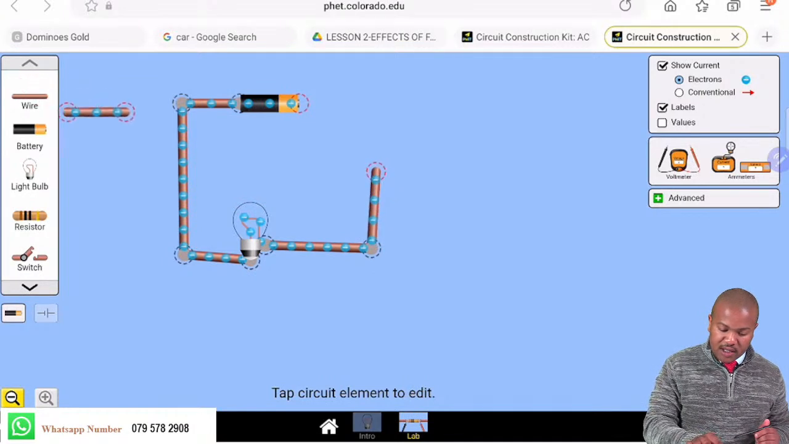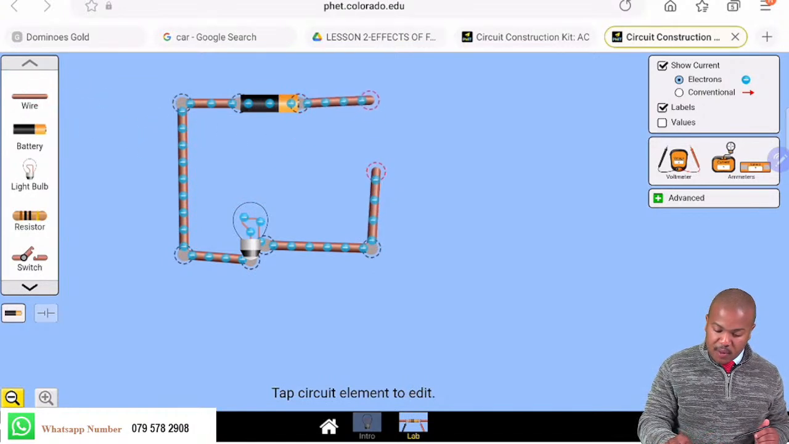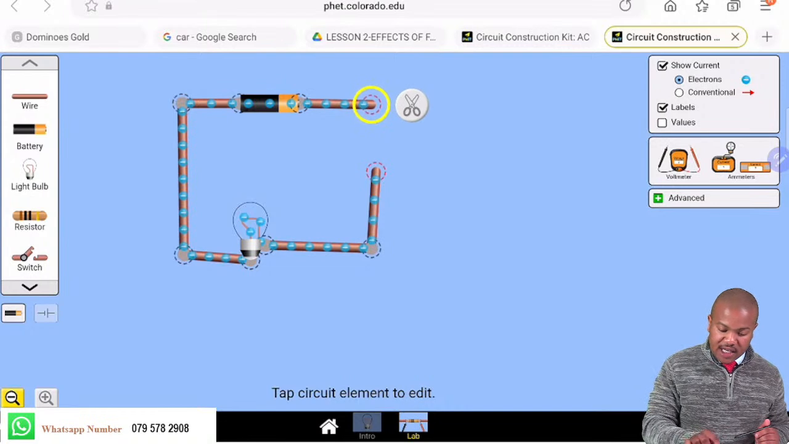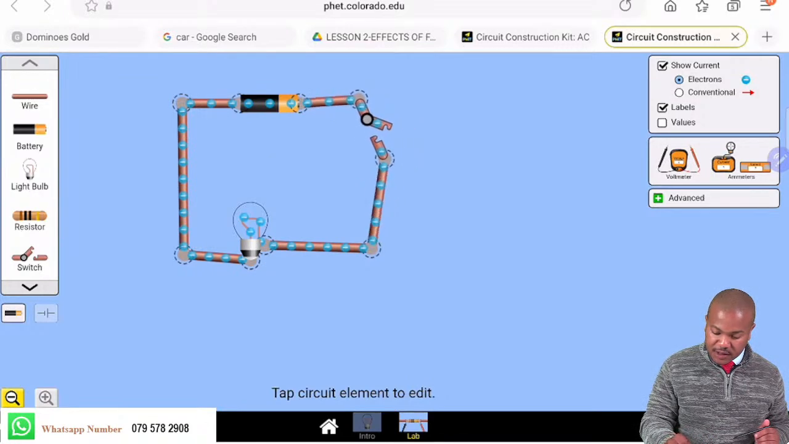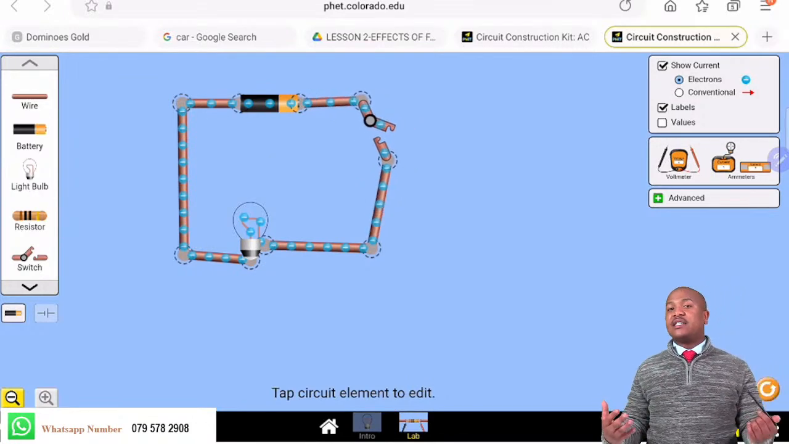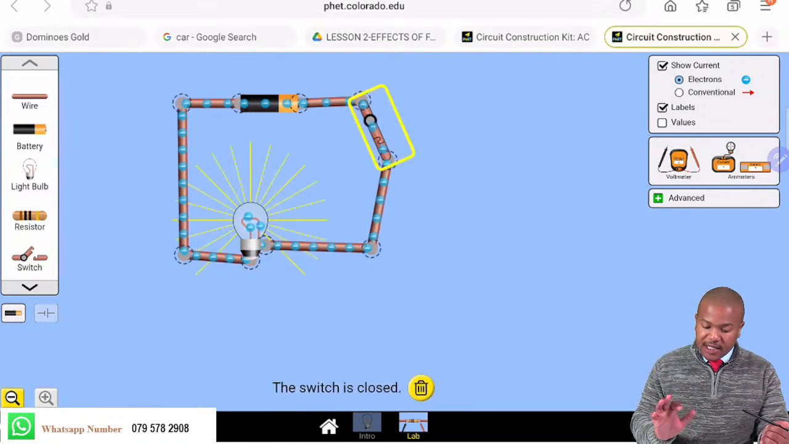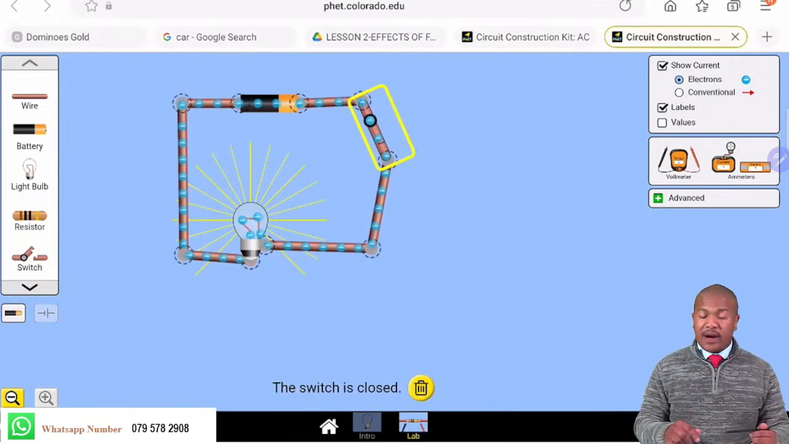Then we connect another wire to the power source. Then we connect a switch, so that we are able to control the flow of electricity. So here is our circuit. It is complete. As you switch on, what happens now?